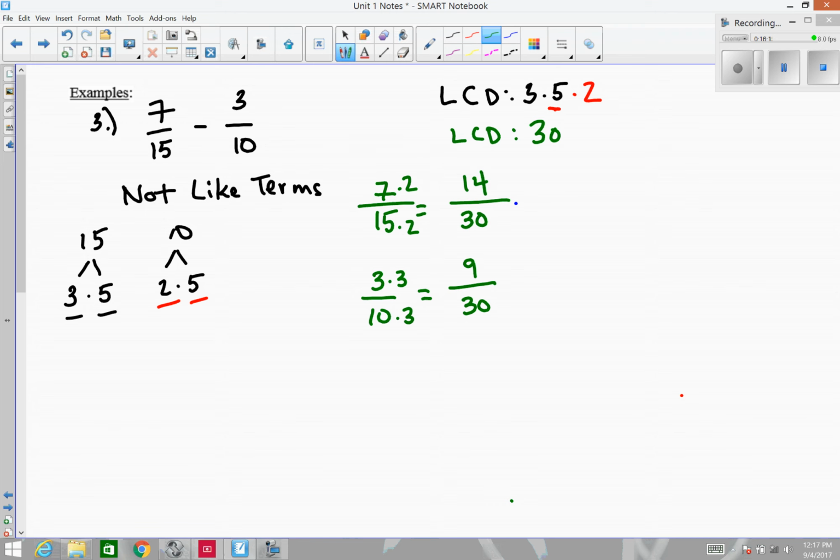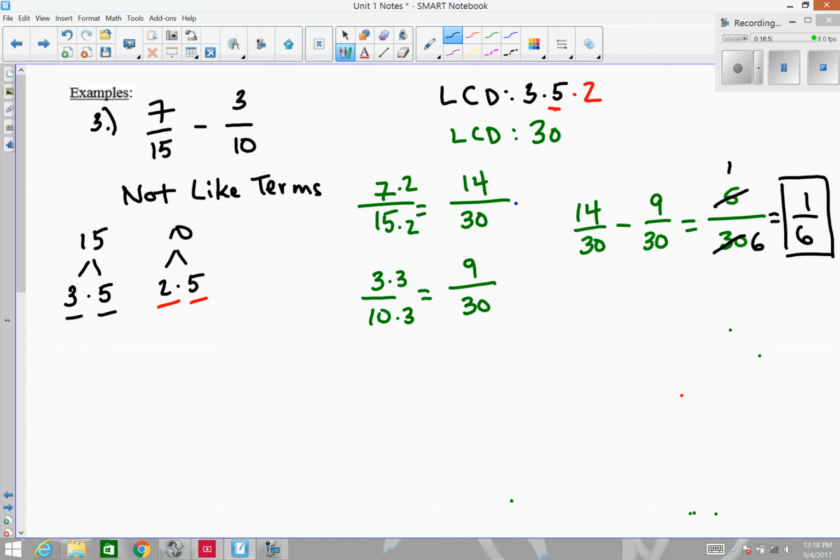So my equivalent subtraction problem is 7/15, or 14/30, and I'm subtracting 3/10, or the equivalent of 9/30. I'm subtracting 14/30 minus 9/30, which leaves me with 5/30. Now this is a fraction that I can reduce. 5 is a factor of both of those, so I'm going to divide each of these by 5. I get 1 in the numerator, 6 in the denominator, for a final fractional answer of 1 over 6.